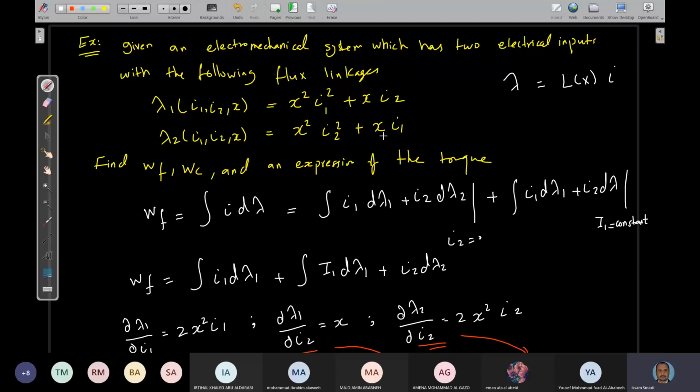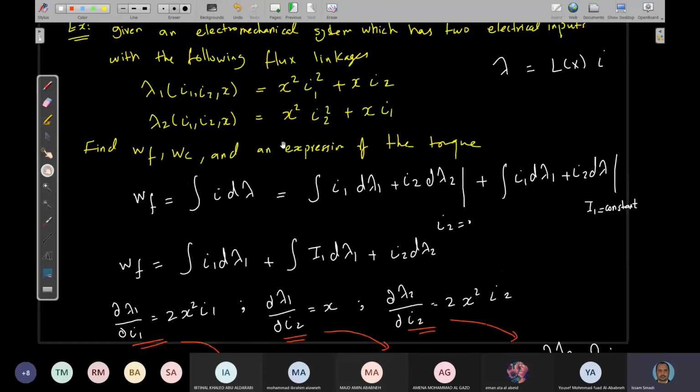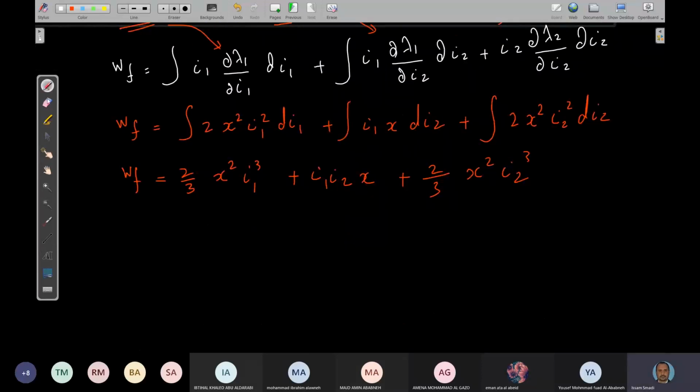Which means that omega f is not equal to omega c. So it's difficult to use the field energy in order to calculate the torque. If I have the field energy, I need another step, which means that I need to write it in terms of x and lambda. And because here the relation between lambda and the current is not straightforward, and here I'm having a square, it will be difficult. So the possible scenario is that I should calculate the coenergy, omega c.